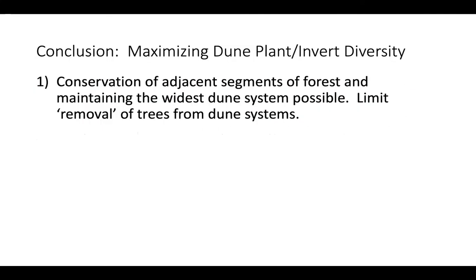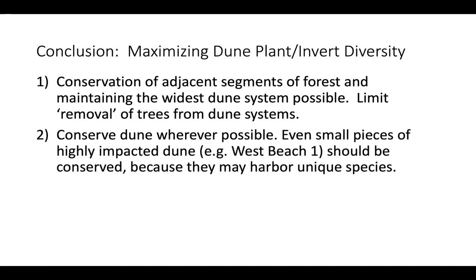Okay, and so what might we conclude from these results? The first is that you may want to make some effort to conserve adjacent segments of the forest and maintain the widest dune system possible. For example, one thing that's commonly done in these dune systems is removing trees. I realize that there are many factors that go into deciding whether or not to remove or even head off trees. But if some of those trees could be kept, there is an indication in these data that the trees in particular provide important habitat for some unique species.